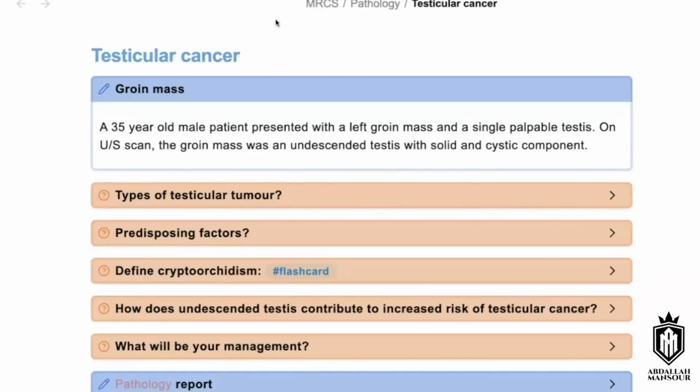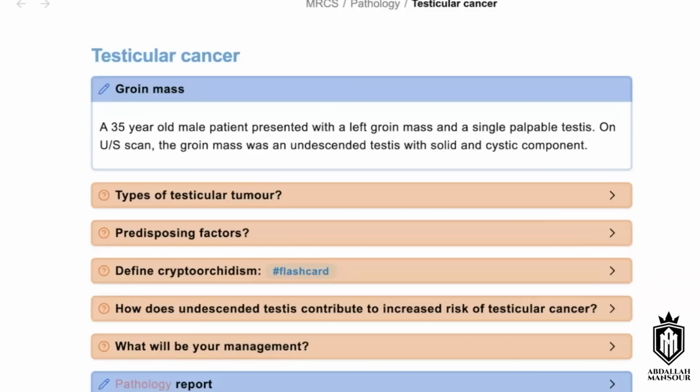A 35-year-old male patient presented to you with a left groin mass and a single palpable testis. On ultrasound scan, the groin mass was an undescended testis and is very solid and has a cystic component. Well, what are the types of testicular tumor that you know?